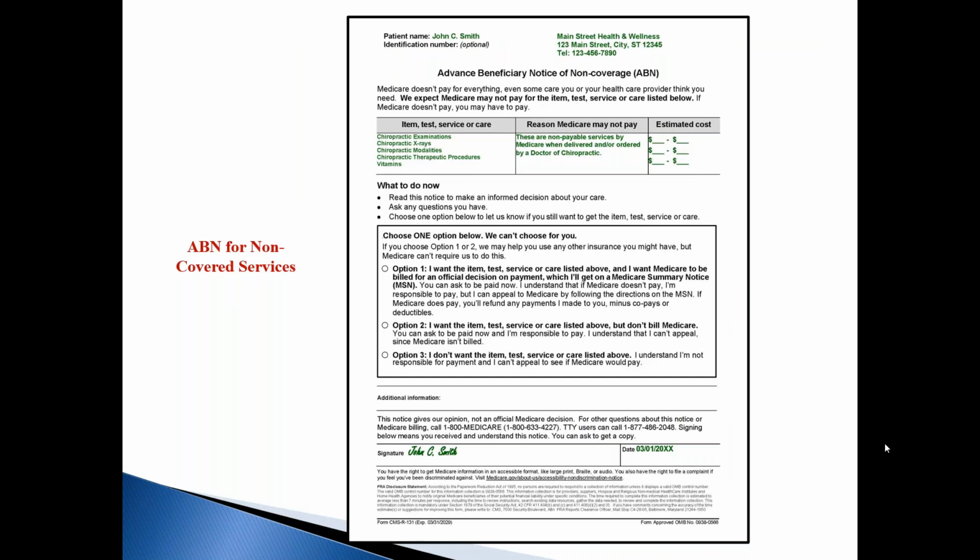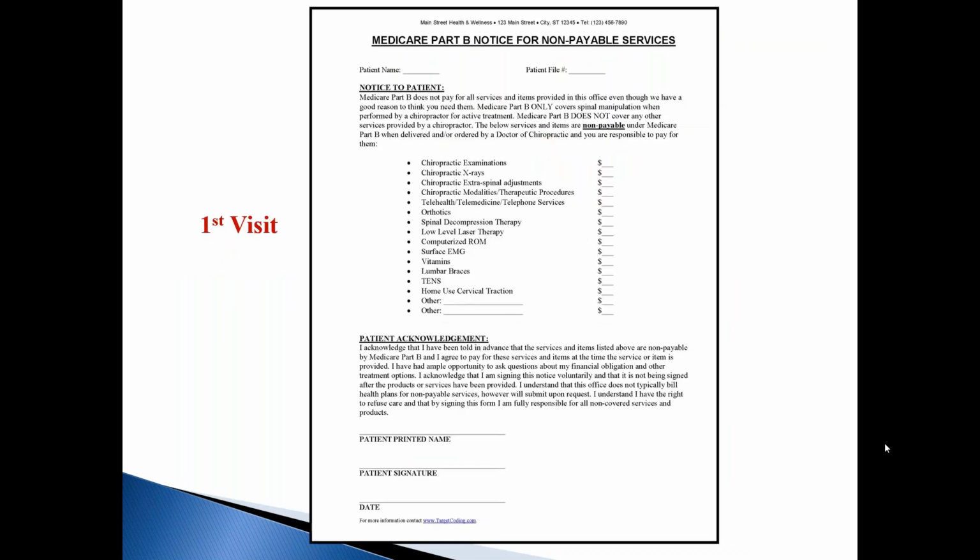Now, instead of using this, many of the doctors we work with prefer to use this target coding form. It's so much easier, makes life a lot easier for staff. We always want to help reduce administrative burden placed on staff members. So this is target coding's form for Medicare Part B patients. For the initial visit, it says Medicare Part B doesn't cover all services and items provided in this office, even though we have a good reason to think you need them.